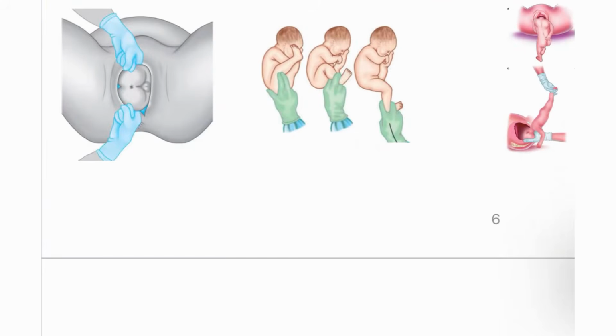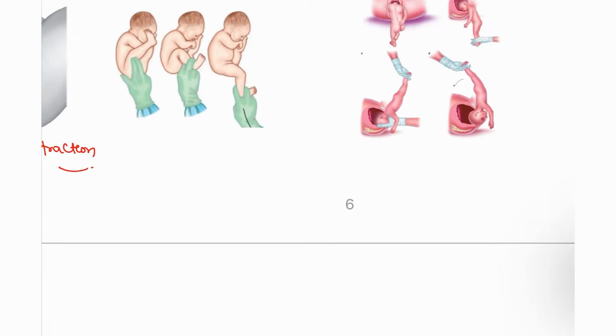Next, what are the maneuvers we use? This is the groin traction, guys. Controlled groin traction we use for the flexed breech. Next, this is known as the Pinard maneuver, where the leg is extended at the knee region. For these patients, we use two fingers at the popliteal fossa.